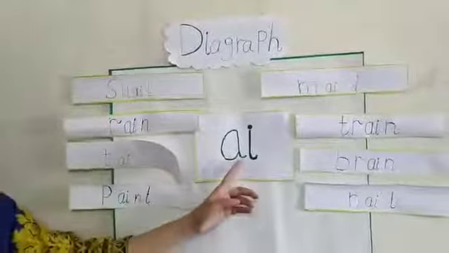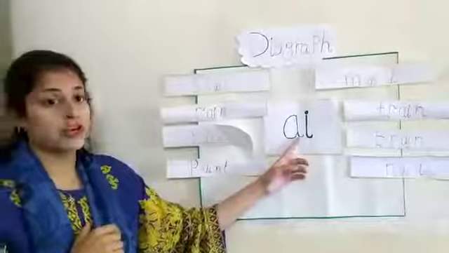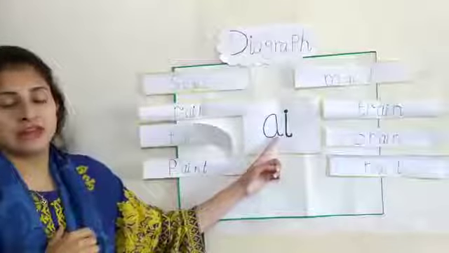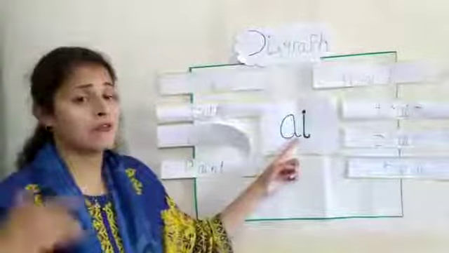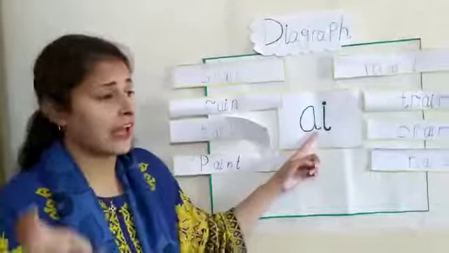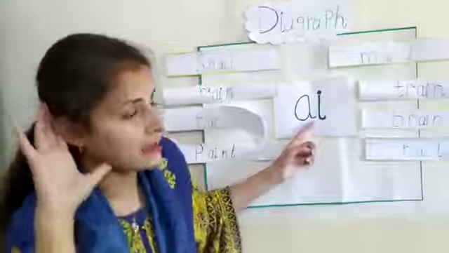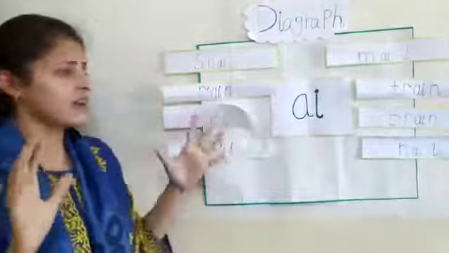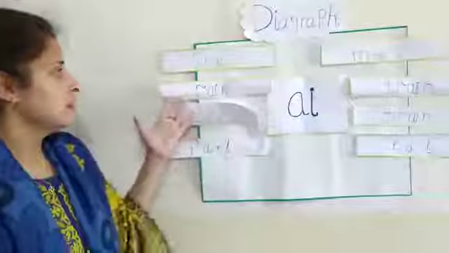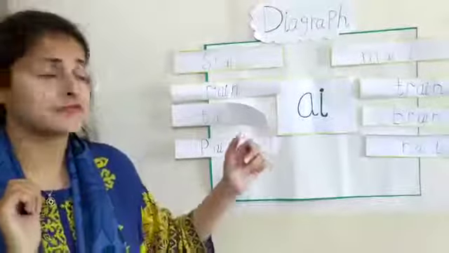So this is the first digraph, A. Today we learned about this digraph A and the action of the A. Again, I will show you the action of the A. Cup your hand like this and put it around your ears and say A, A, A. And there are so many words in which the A sound or digraph comes.